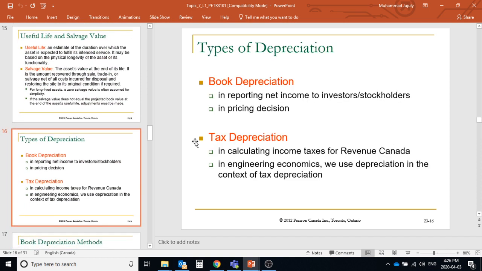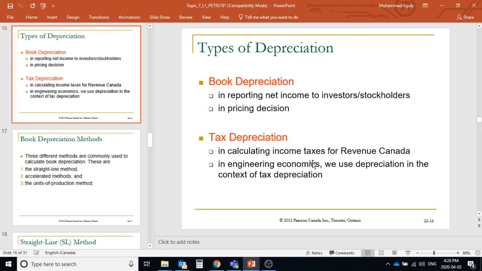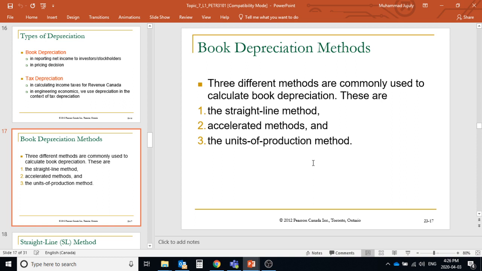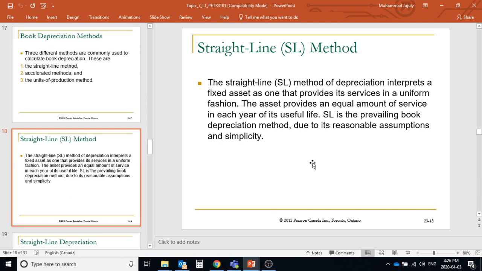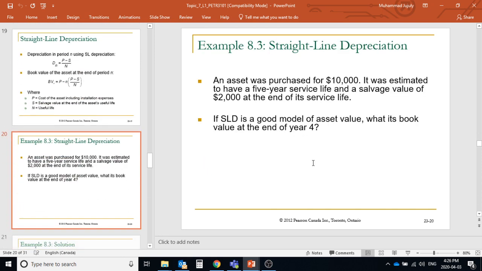Book depreciation and tax depreciation, the types of depreciation and its definitions. So there are three different methods to calculate the book depreciation: straight line method, accelerated method, and unit of production method. So these are the formulas. This is the straight line depreciation method.